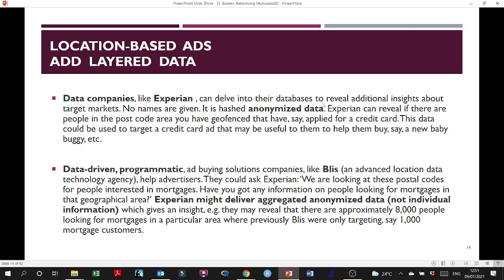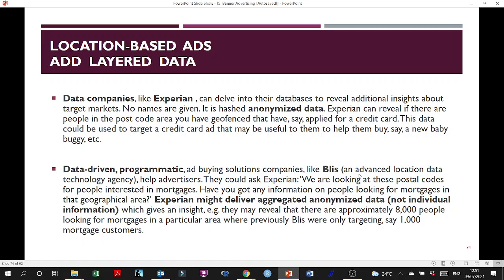So Experian, for example, they anonymize the data, and they can reveal if within the postcode they understand with their geo locations. They can know if they apply for a credit card. If you've noticed that Experian already checks your credit, so if you want to take a mortgage or whatever, they check your credit. This data could be used to target credit card companies, and so on. So let's talk about data-driven programmatic ad buying solutions, companies like Bliss also.